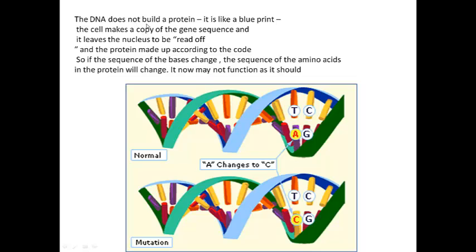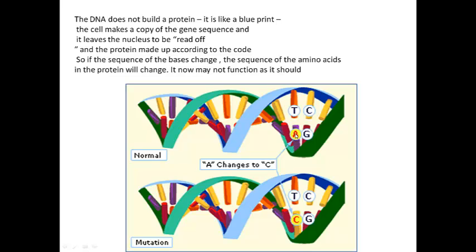So the DNA doesn't build a protein, it's like a blueprint. And the cell makes a copy of that sequence and leaves the nucleus, as we saw in the previous slide, to be read off. And the protein is made up according to that code. So if the sequence of the bases change, the sequence of the amino acids in the protein will change, and it may now not function as it should.